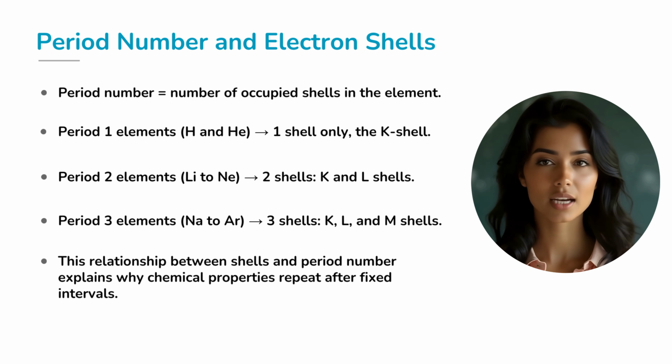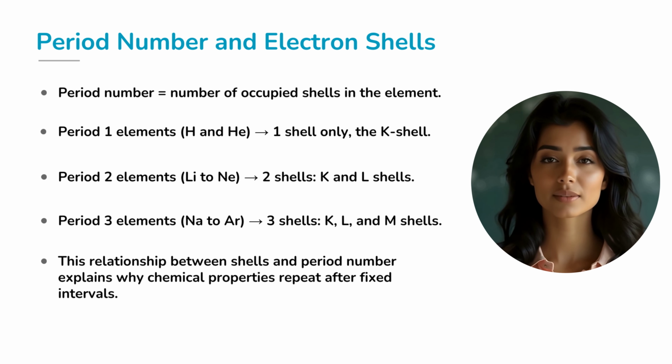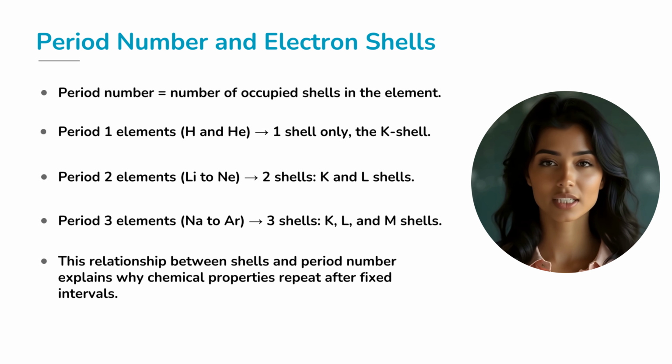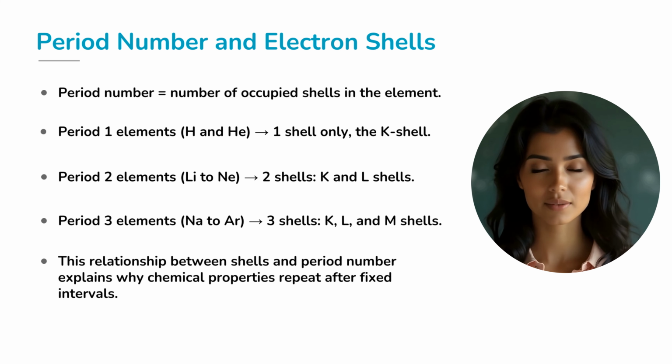So, the period number is like a direct mirror of the number of electron shells. And this elegant relationship is what makes the periodic table a living map of recurring chemical properties. This repetition of behavior, once every new shell is filled, is what we call periodicity.